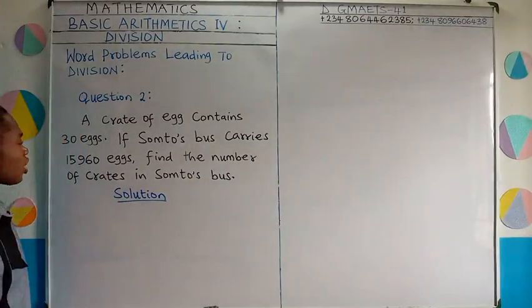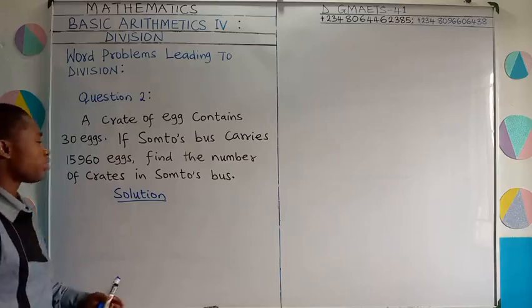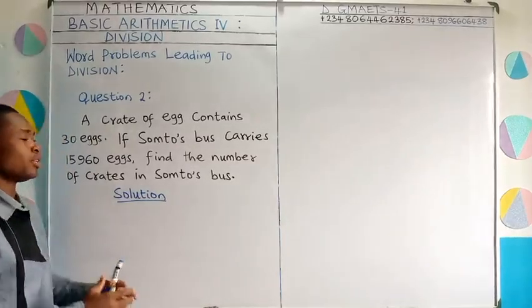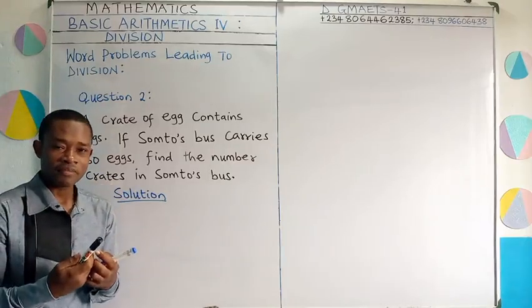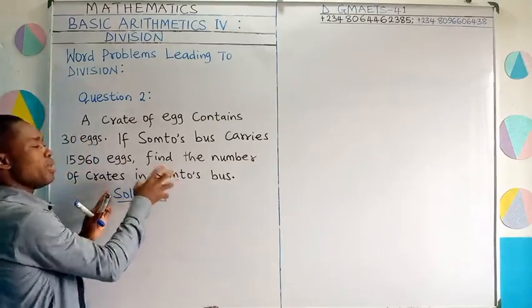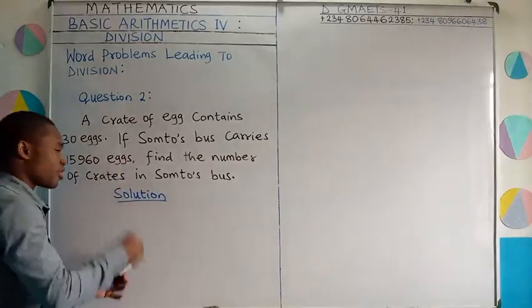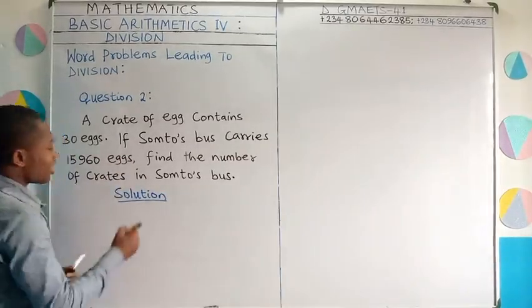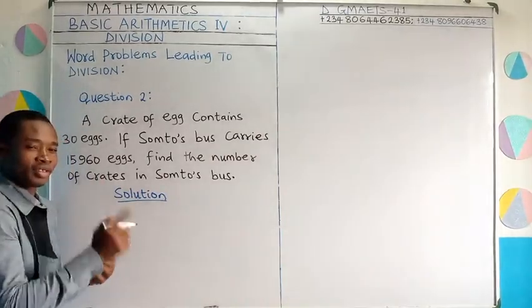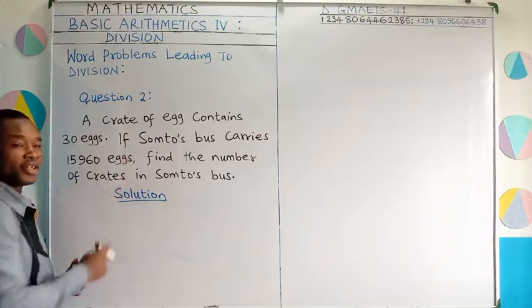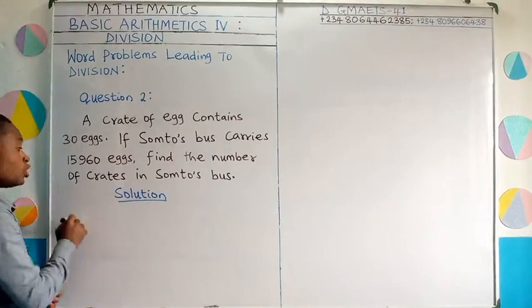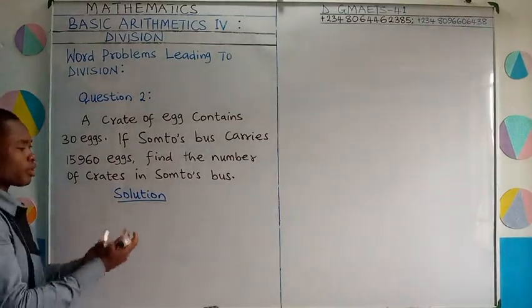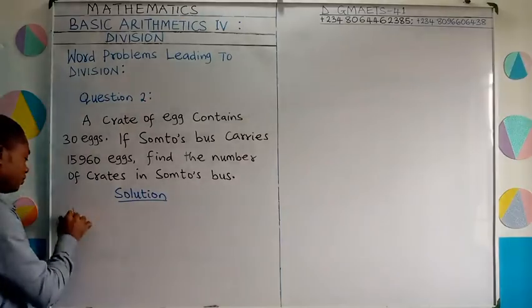We are told that a crate of egg contains 30 eggs. If Sumto's bus carries 15,960 eggs, find the number of crates in Sumto's bus. So how do I get to know the two information of interest here? If you quickly come to this part where the main question is based, find the number of crates in Sumto's bus, it means that the question is interested in the number of crates. Therefore, that is one information I need here. And I would select a letter to represent that unknown. Let's say, let the number of crates in Sumto's bus be equal to y.